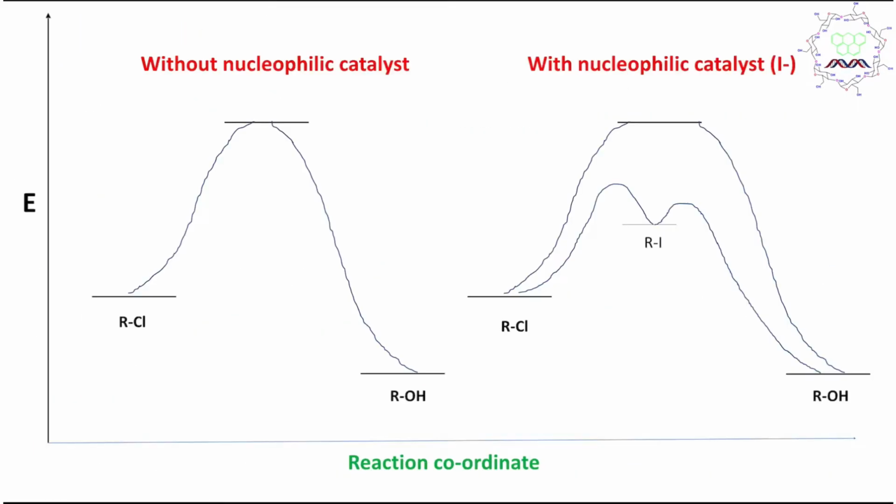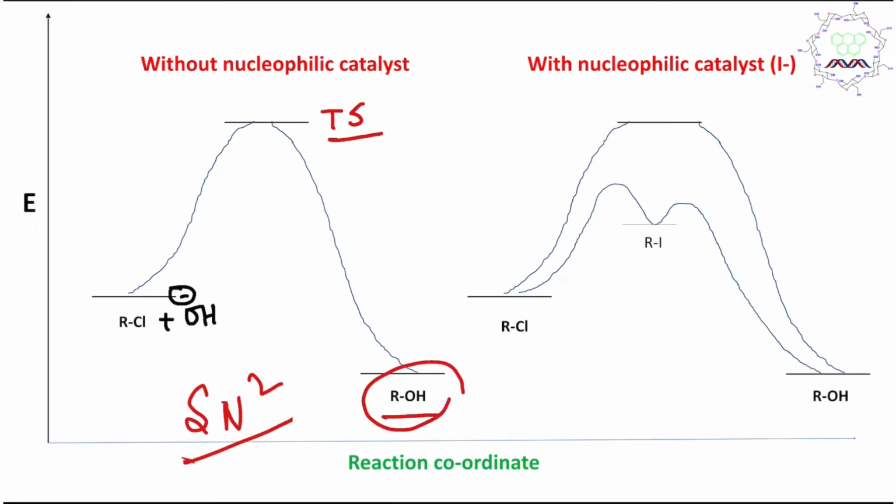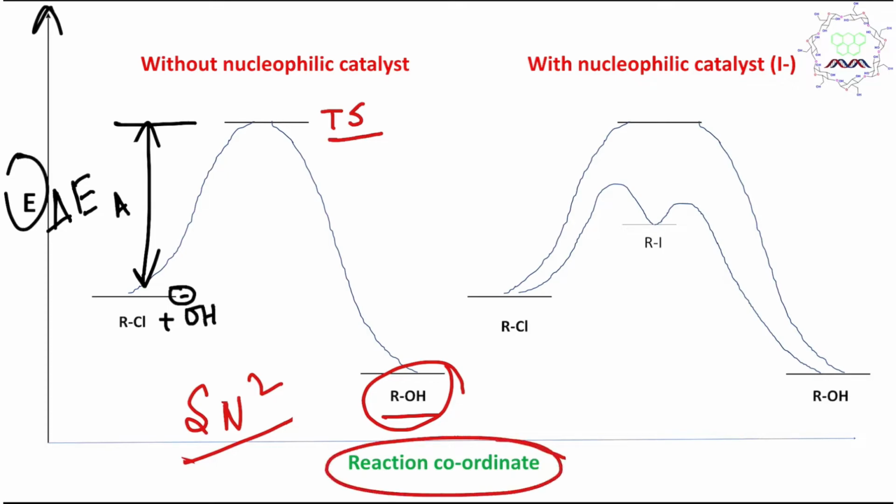Okay, and if you want to visualize that a little better, just look at this RCl plus OH, means alkali, reacts and produces this ROH. So this is the transition state. Remember, this is a one step process, so this is an SN2 type process, so no intermediate forms. In one step it converted into the product alcohol, and this is the energy of activation, delta EA. Okay, and this left side coordinate is the energy coordinate and the right side is the reaction coordinate.